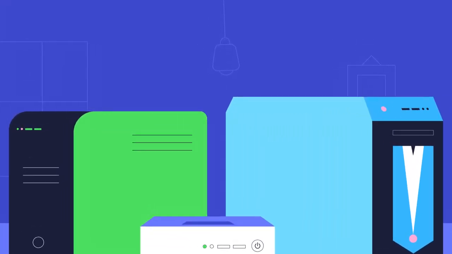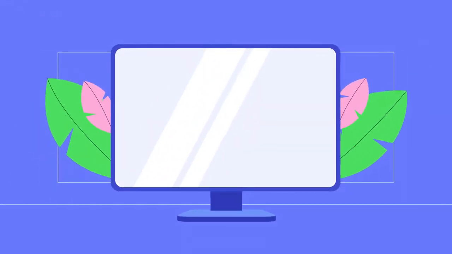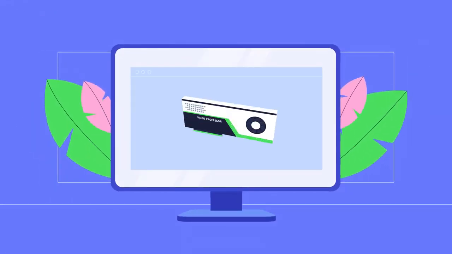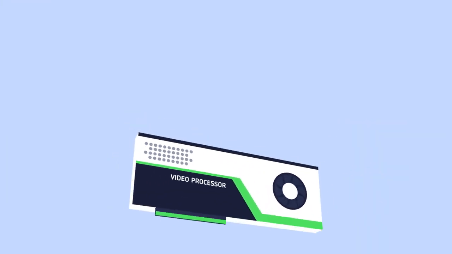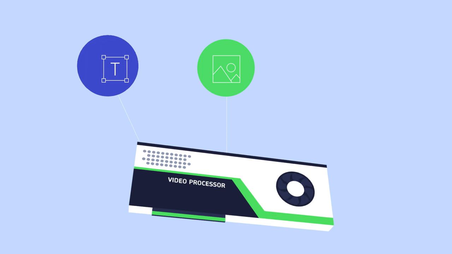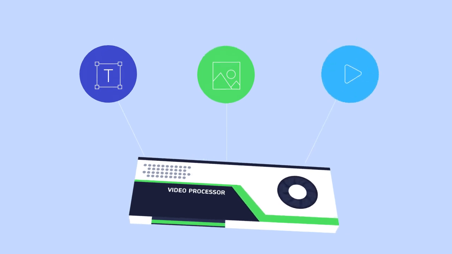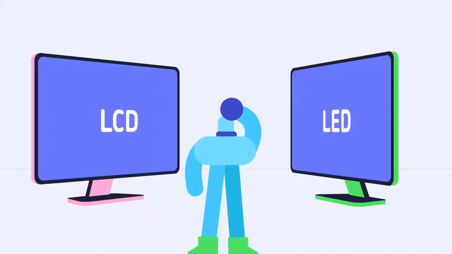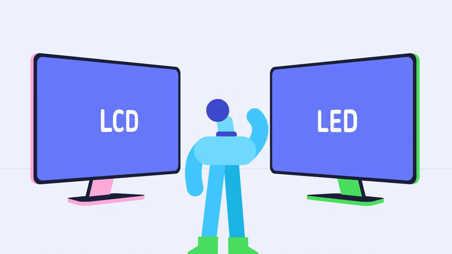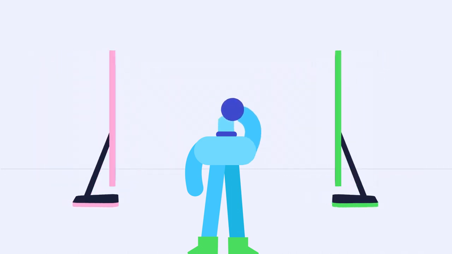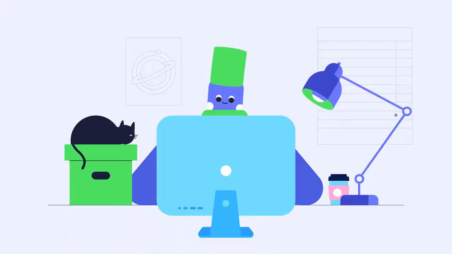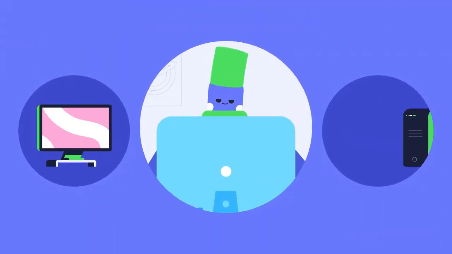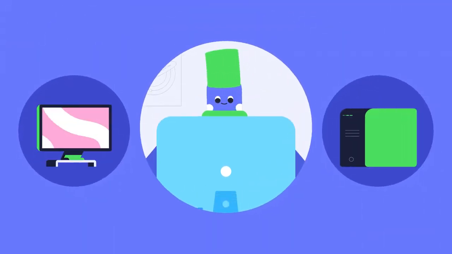To view things on your computer, you'll need a monitor. The monitor uses the video processor inside your computer case to display images, text, and other content. Most monitors have an LCD or LED display, both of which are very thin, so they don't take up much space. All-in-one models are even more compact, since they combine the monitor and the computer case into a single unit.